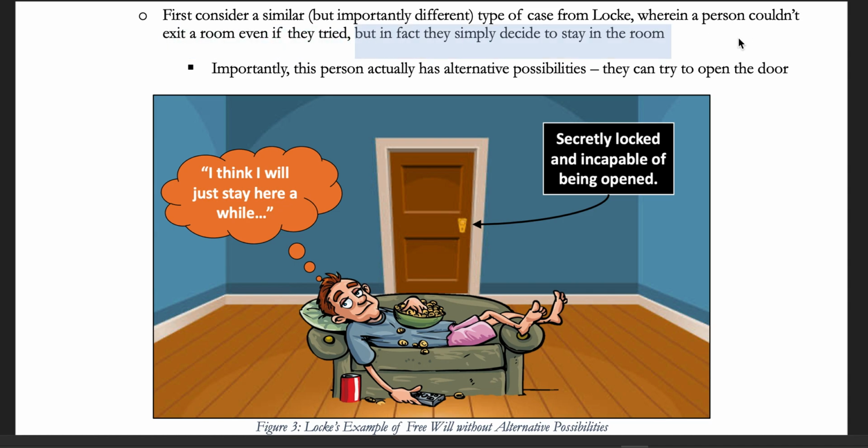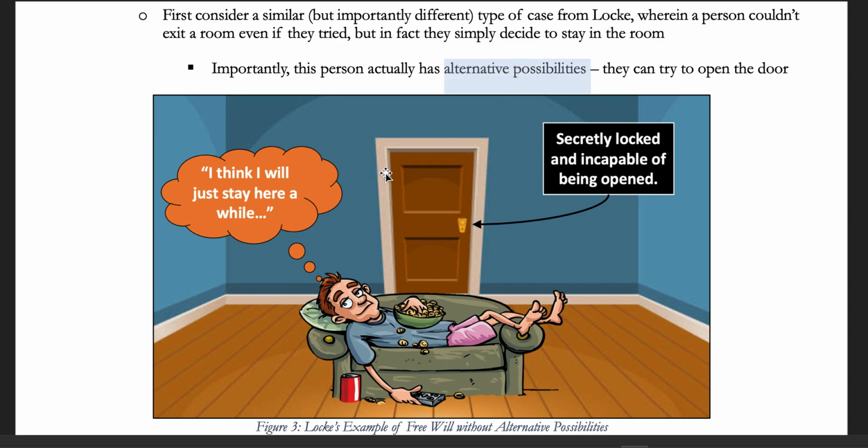But in fact, he just decided to stay on his own in the room, right? Now, the important difference here is that this person actually does have an alternative possibility, right? They can get up and go and try to leave the room. They can go try to open the door, right? Nobody's stopping them. They could do that if they want. And they didn't. So there is still a kind of alternative possibility here.